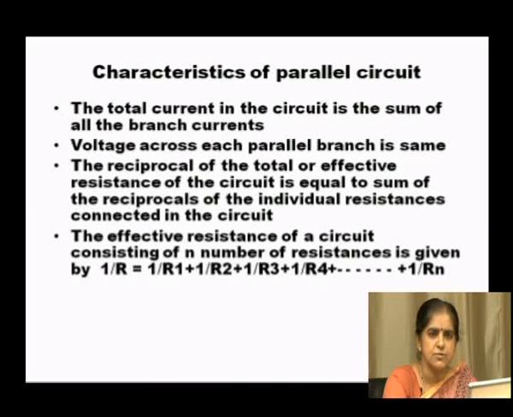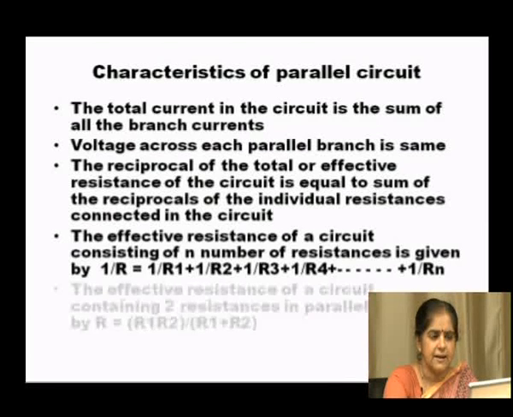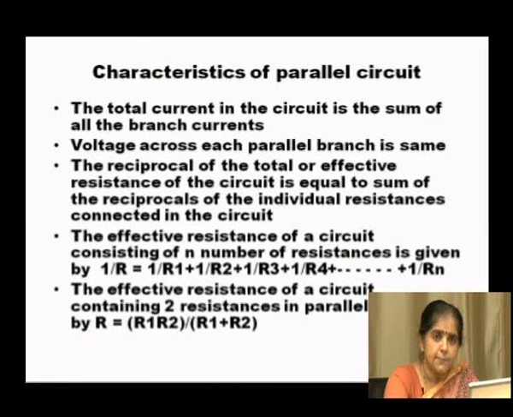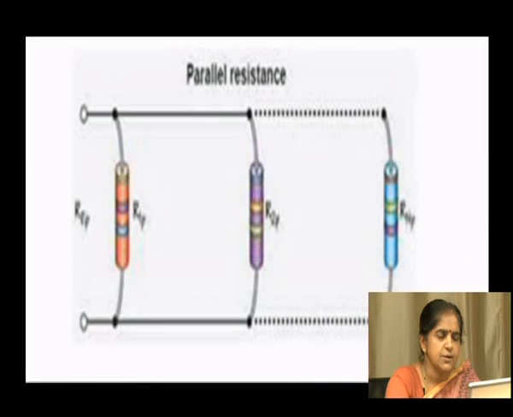Now, let us look into another type of pattern in which the resistances can be connected, and particularly the effective resistance of a circuit containing 2 resistances in parallel is given by R is equal to R1 R2 by R1 plus R2. So, this circuit shows the parallel resistance connections.